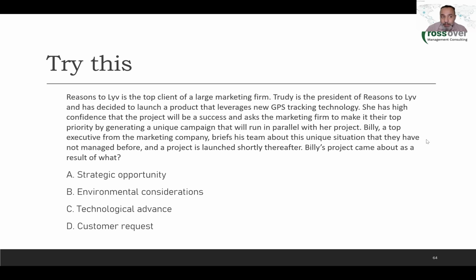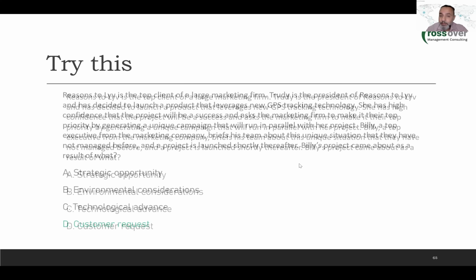The question is not asking us about the first company, why they are launching their project. The question is asking us about the marketing agency, why they are launching their project, because the first company asked them to do that, right? Yeah, it's a customer request, that easy. It's just a customer request.